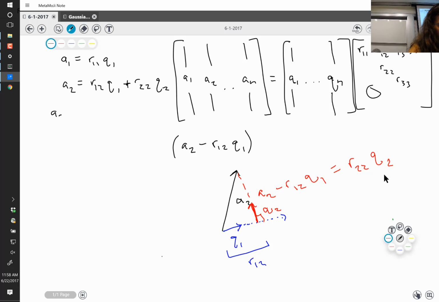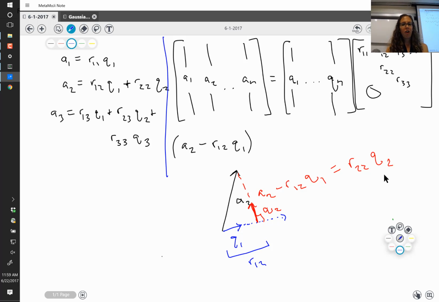Okay, so now we've got A3 equals R13 times Q1 plus R23 times Q2 plus, put it on the next line, R33 times Q3. And that comes from taking the third column of R, and that's giving us a linear combination of the Qi, and now we're just picking off the first 3 Qi, and everything else zeroes out. I'll also put a line to separate this part.